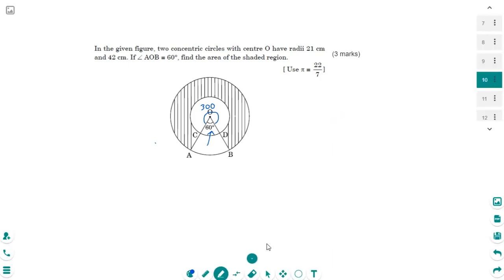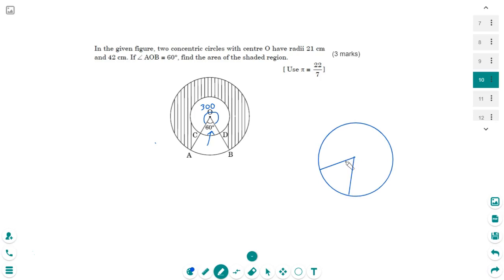For example, if you have a sector with an angle of say 60 degrees, you know that the method to find the area is 60 by 360 into pi r squared. Finding the area of a ring whose portion has been cut out is very similar to finding the area of a sector. So in this question, you need to find 300 by 360 into area of the ring, which is 5 by 6 times area of the ring.